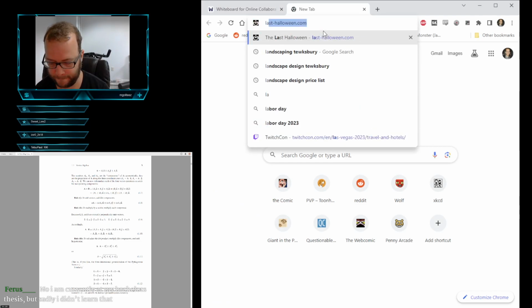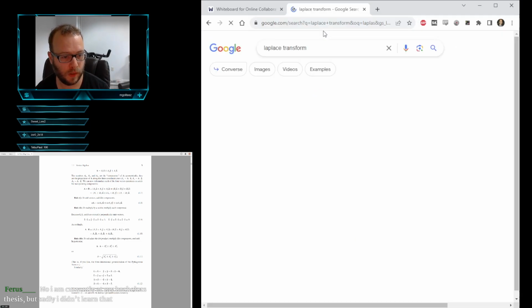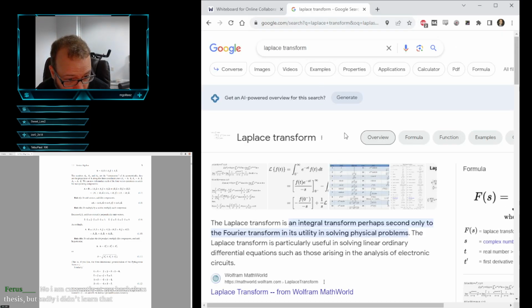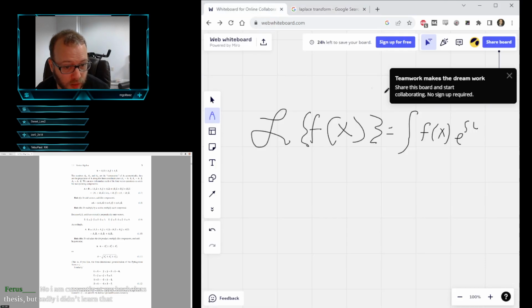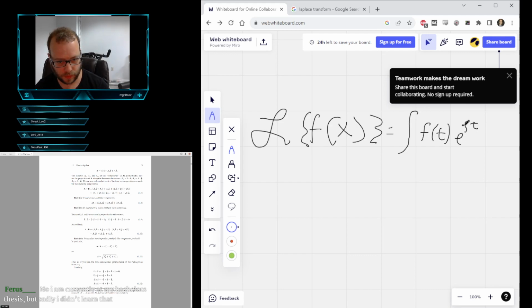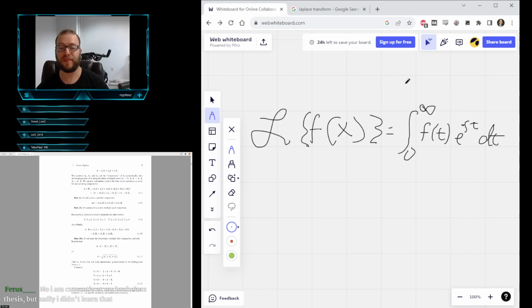Laplace transform. 0 to infinity, f of t, e to the s minus t, dt. So, and we go from 0 to infinity. So that's your one-dimensional Laplace transform.